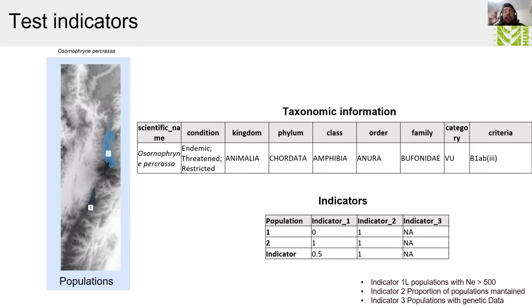In this case, the species is recorded in two populations. One has the effective number and the other does not. The other does not meet the threshold. So the indicator is 0.05. In the case of the second indicator, there are no records about extinct populations of this species, so indicator 2 is 1. And about the third indicator, there are no populations with genetic data for this species.